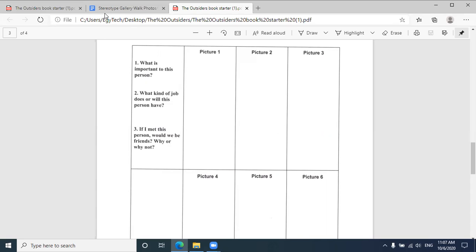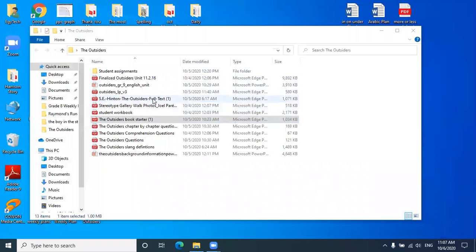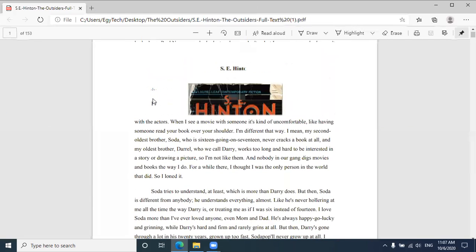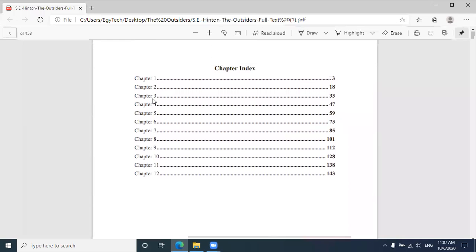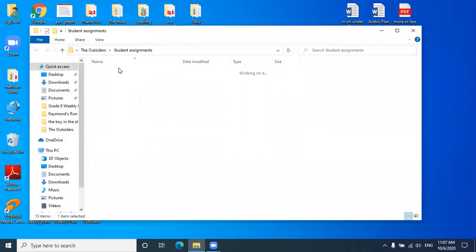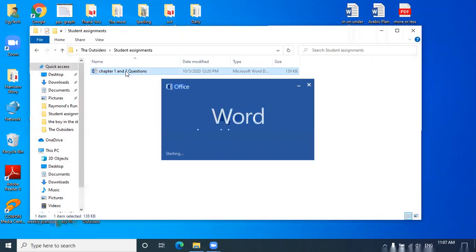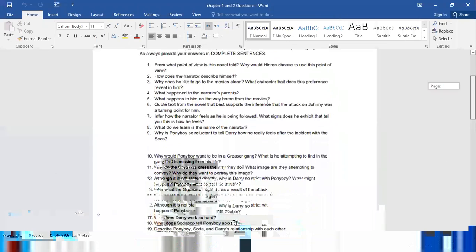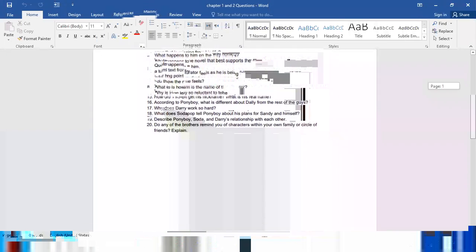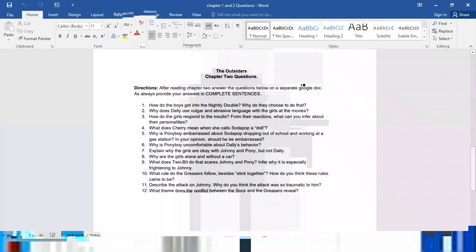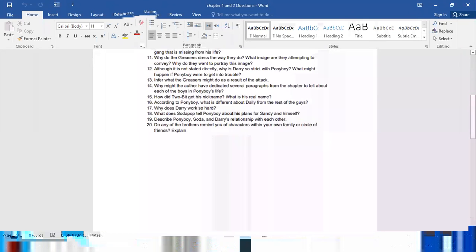I'll post the gallery for you so you can look at it and try to understand. For your homework, I posted the PDF version of the story. It's called The Outsiders. I require you to read chapters 1 and 2 for homework. You have a full week to do this. I also uploaded under your assignment the chapter 1 and 2 questions that need to be answered in your notebooks, not on the sheet, please. For chapter 1, you have 20 questions. For chapter 2, you have 12 questions to answer. Please read first and then answer.